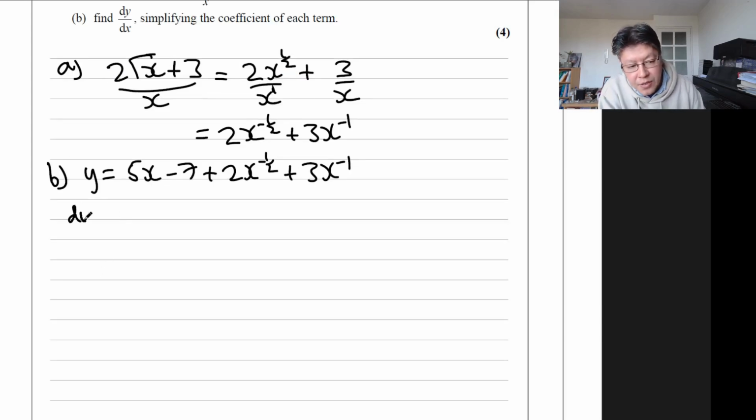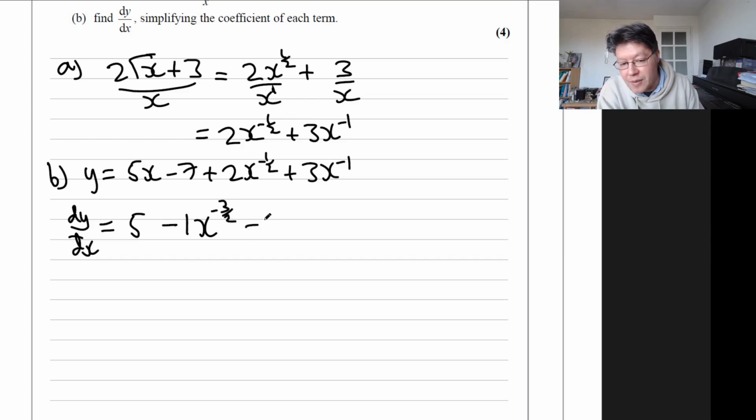So we get dy dx equals, so 5x becomes a 5, the minus 7 disappears, and we have 2 times the minus a half, that's minus 1, and then we have x to the minus 3 over 2. And then here we have 3 times the minus 1, so that's minus 3x to the minus 2. And we do need to simplify each term, so we have to simplify this a little bit. We can't have a 1 there. So the final answer will be 5 minus x to the minus 3 over 2 minus 3x to the minus 2.